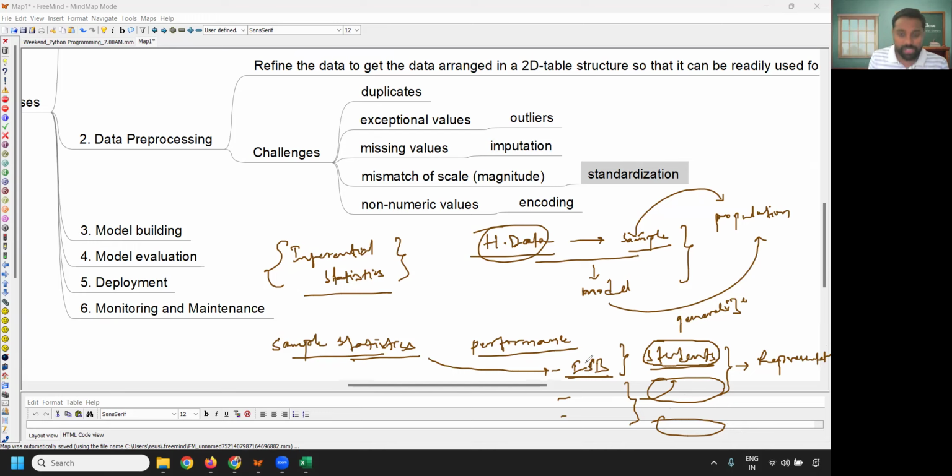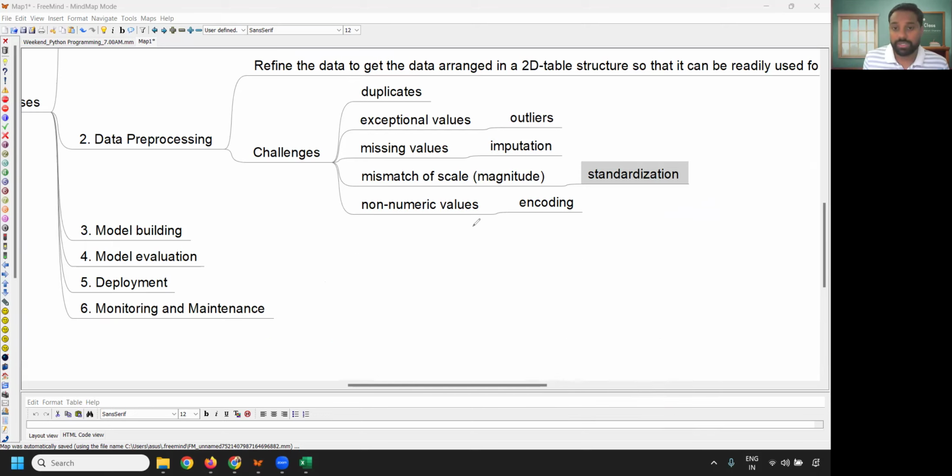So this process that we are going to implement is basically yielding statistics for us. And those statistics are used to infer or generalize meaning for the population. That is the entire business scope. Okay. So this is basically the process that we follow. We call it inferential statistics.